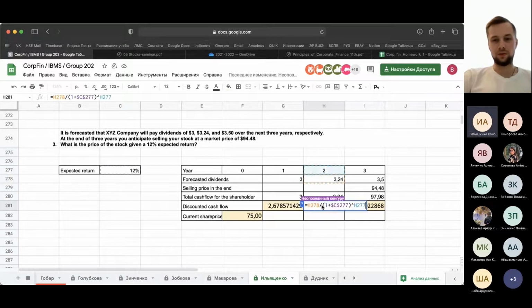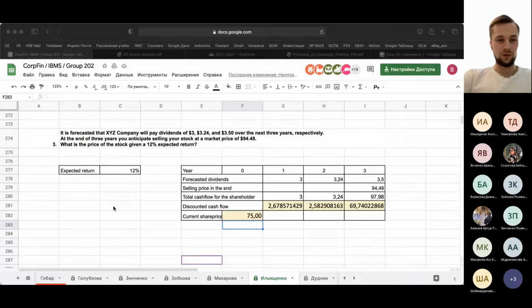So when you discount, for example, year 2, we use our favorite formula of discounting: 1 divided by 1 plus the discount rate to the power of 2. And if we sum this, we obtain the current share price. So today, this stock should cost $75 per share. Is it clear for everybody? Yes.